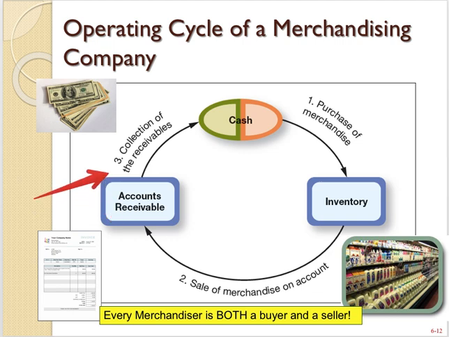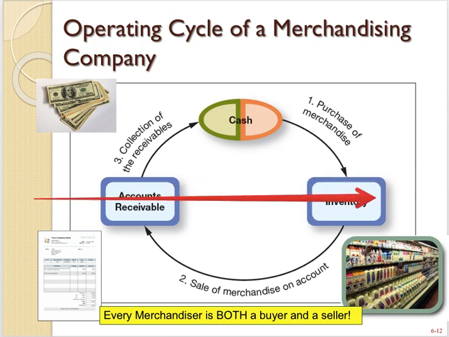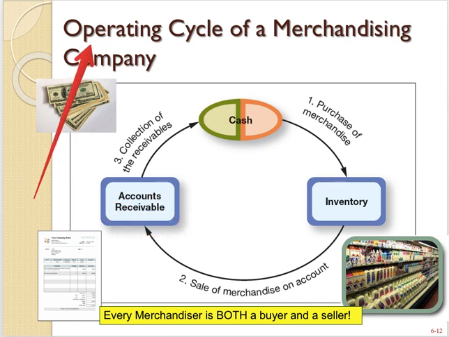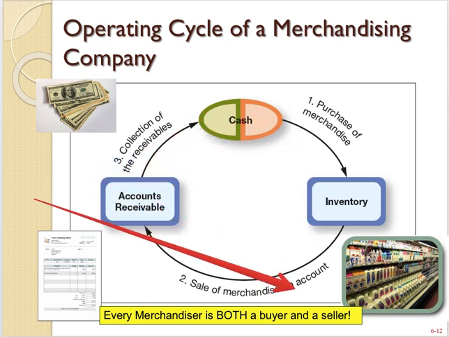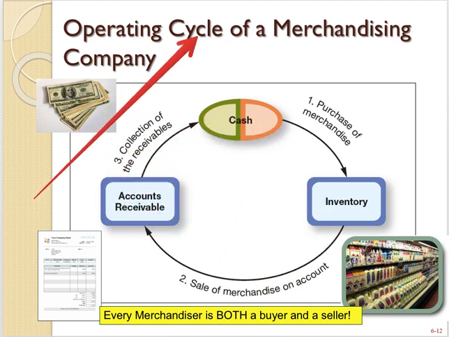The third step of that process is we have to collect the receivable, because it's not enough just to sell it and get the promise. We need to actually collect on that promise. So that's the third step, collection of the receivables. Once we collect the receivables, then we have cash again, and we can use that cash to buy more merchandise and sell it and collect, and the cycle continues over and over again. That's why I refer to it as the operating cycle. Operating is the normal stuff that a business does. So this type of business normally purchases stuff and then sells it and collects it, over and over. That's the operating cycle.